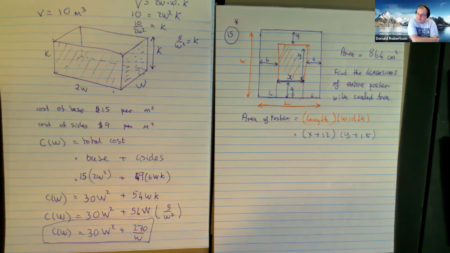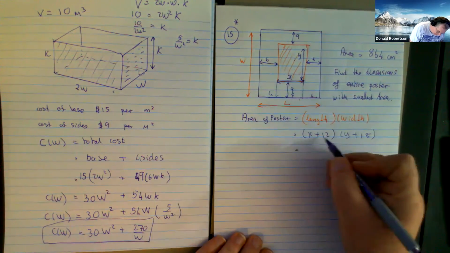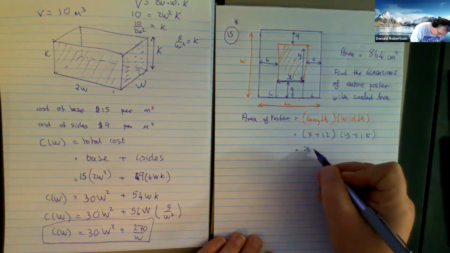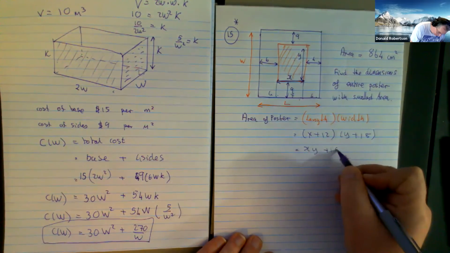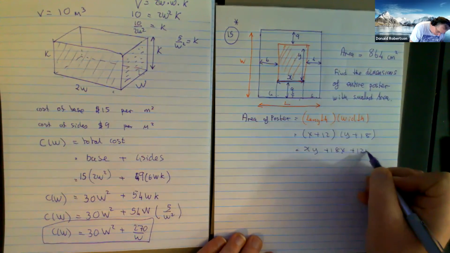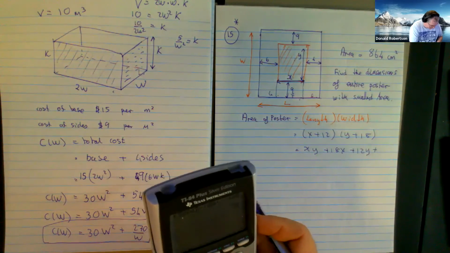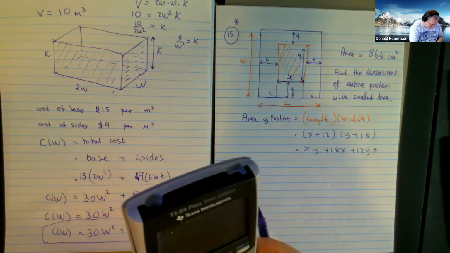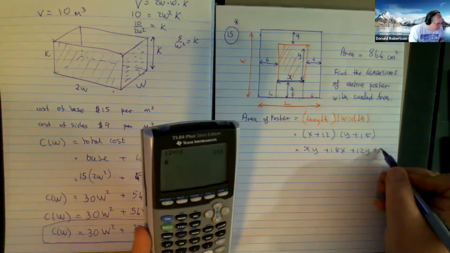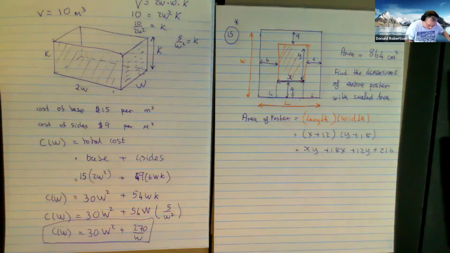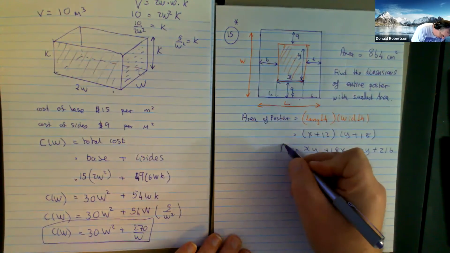Okay, so this is the optimization function. I'm now going to multiply it by FOIL, so it's going to be XY plus 18X plus 12Y plus a really big number, because 12 times 18 is a really big number. And I'm looking at 216. And I might as well call this guy A then.